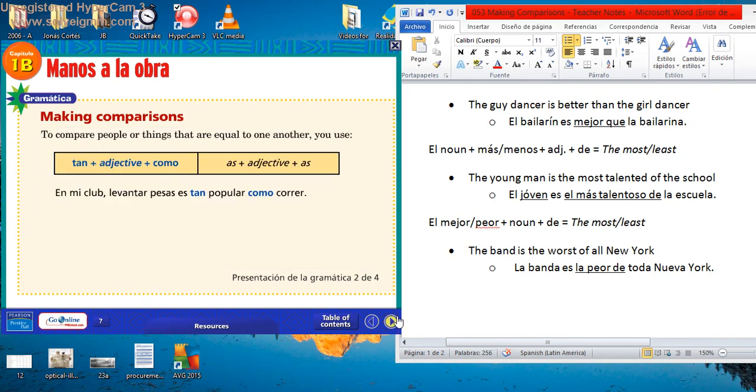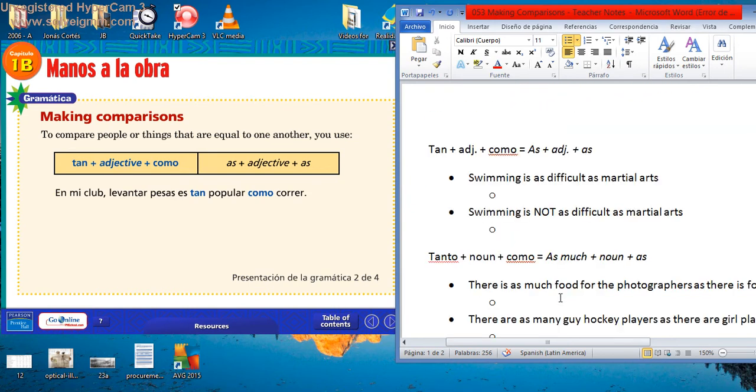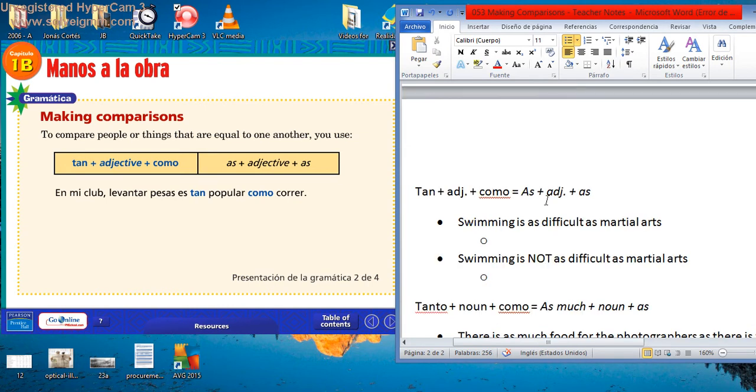All right, so this is where we start our new information. Hopefully that was a good review for you. And we're going to start off with as, and then again our adjective, as. Tan plus adjective plus como. And we're going to say here, let's see if I can zoom in a little bit. Ignore the bottom part, all right? We're just going to focus in on this one. Swimming is as difficult as martial arts.